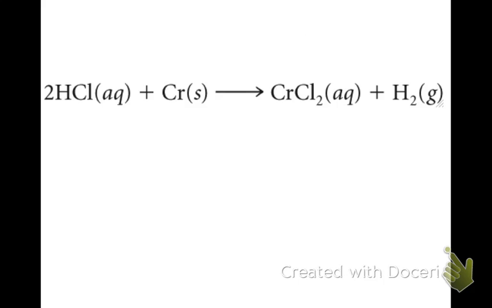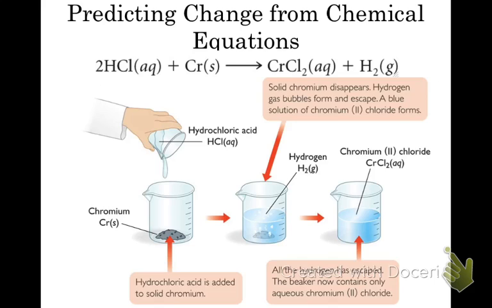Here in our chemical equation, we have HCl aqueous plus Cr solid produces CrCl2 aqueous and H2 gas. So we know that if we were going to do this in lab, we're taking that aqueous hydrochloric acid and putting it into solid chromium. From there, we can tell that the chromium will dissolve because it's CrCl2 aqueous, and that H2 will bubble out or form a gas. So let's take a look at a picture of what would happen here.